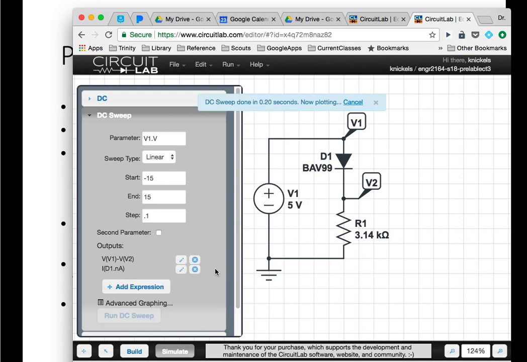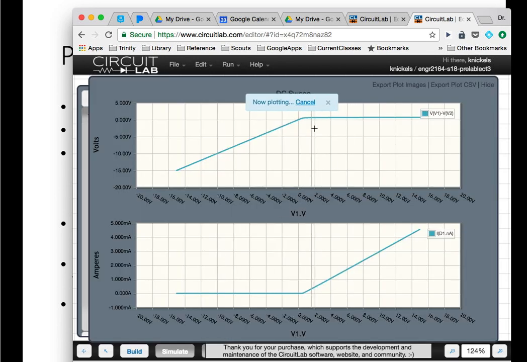So let's run that DC sweep, and here you can see we've got the two curves. And as expected, when Vs is negative, we have essentially no current flowing, and we have just negative Vs across the diode. In positive regions, then, we get about 0.7 across the diode, and we get increasing amounts of current. So this, even though it looks linear, is actually exponential.